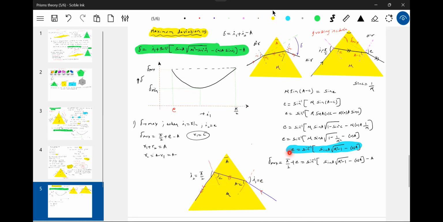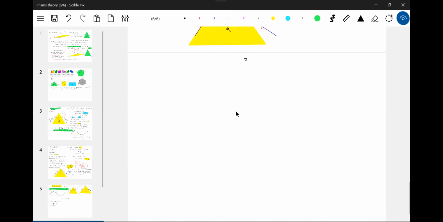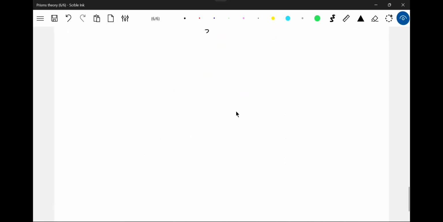So, sir, we are getting confusion. So, shall I put one simple thing? For grazing incidence, grazing emergence, the deviation will be maximum. Means, sir, can you show them in one diagram? It will be easy for us. Everything, can you put in one diagram? Okay, we'll exhibit everything in one diagram.